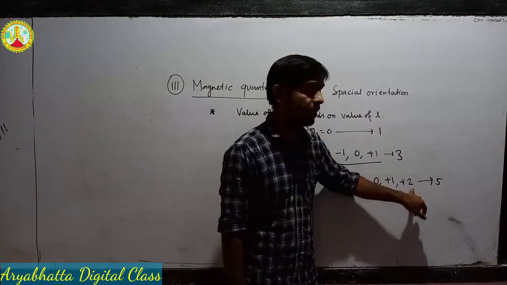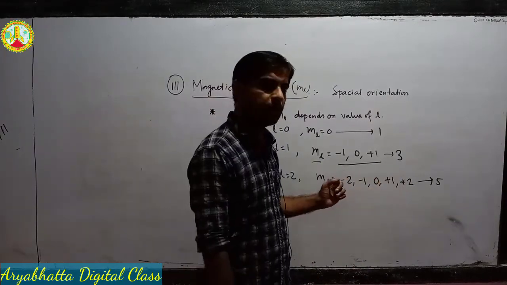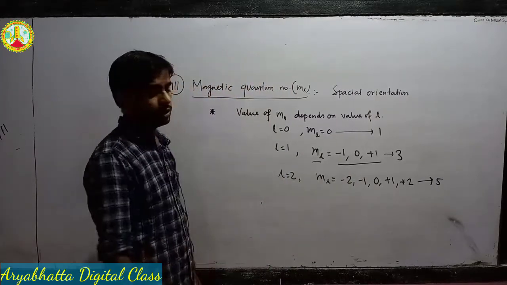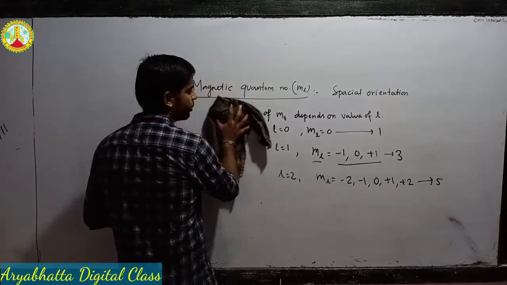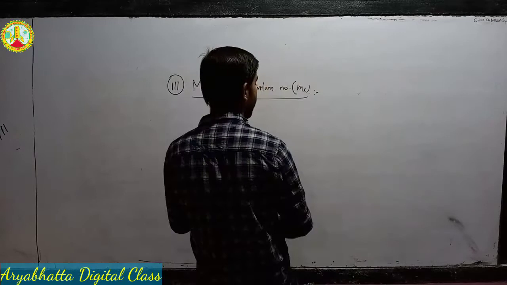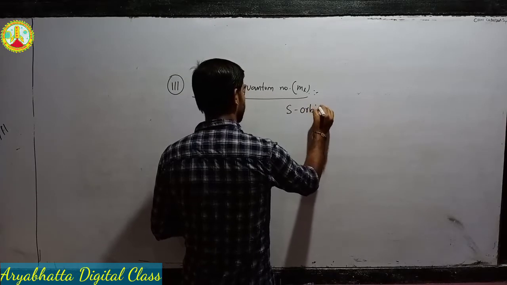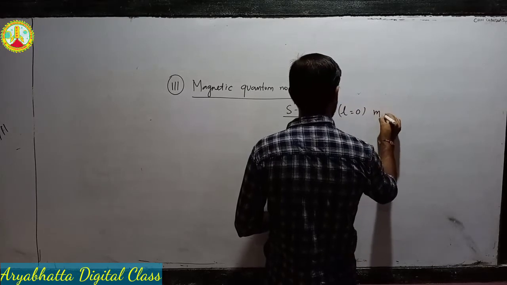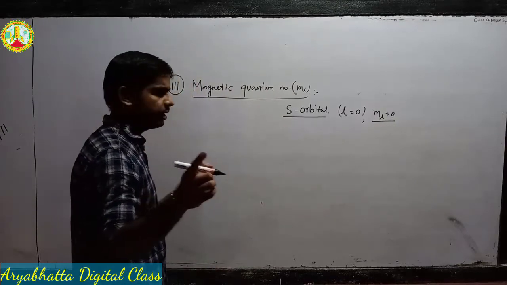So we have got 5 values for ml. That means these 5 values of ml tell us that there are 5 subshells. Now let's go into the detail of the spatial orientation and shapes. So actually for s orbital, when L is 0, ml is 0. Since L is 0, ml is 0, that means we have only one value, that is one subshell.